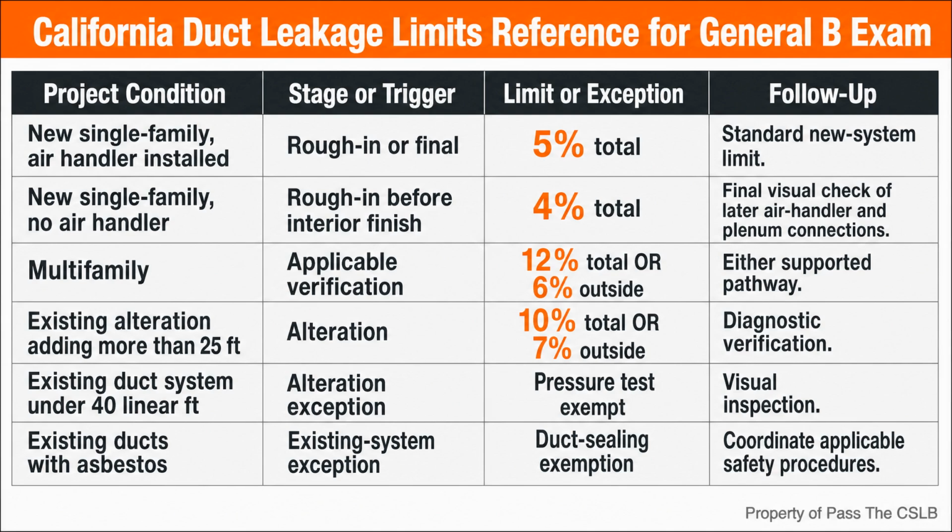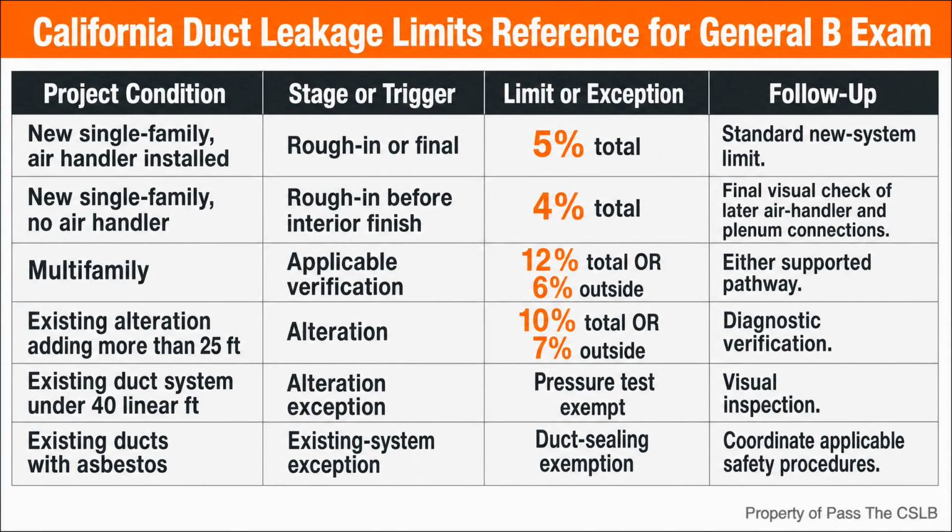I want to keep the project management lesson clear. On an alteration, I identify the amount of added duct, the total extent and condition of the existing system, the applicable test pathway, and any supported exception before the crew starts closing work. I do not wait for the end of the job to discover that the wrong compliance path was assumed. The leakage number is only part of verification.